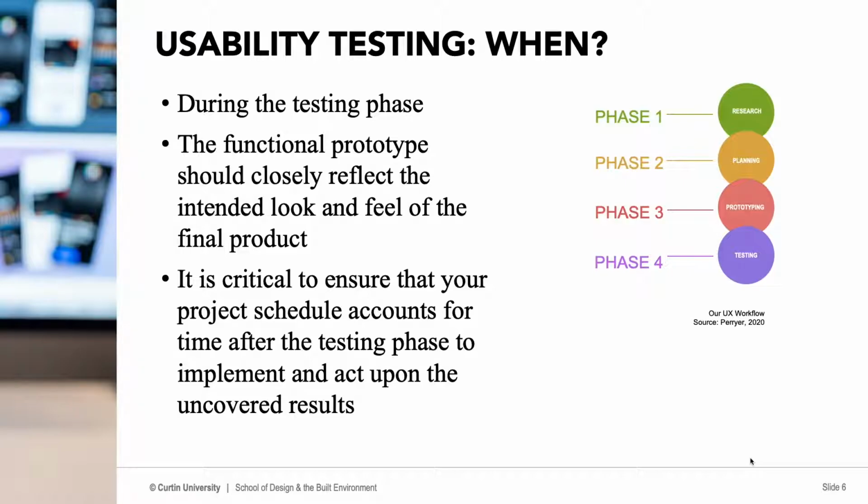Now, it's really important when you do your usability testing to make sure that your functional prototype closely reflects what your intended look and feel of your final project is. So it needs to be representative, because if you're showing something that's really low fidelity, you're not necessarily going to get all of the feedback that you need. There might be some gaps in people's understanding or interpretation of how your product is supposed to work or how the product is supposed to look. So it's really ideal when you're going to do some really rigorous usability testing to do it with a prototype that is reflective of the final project.